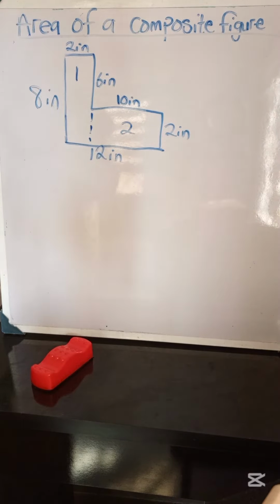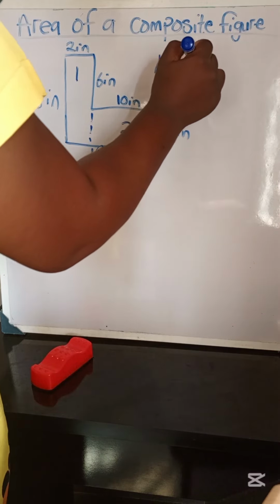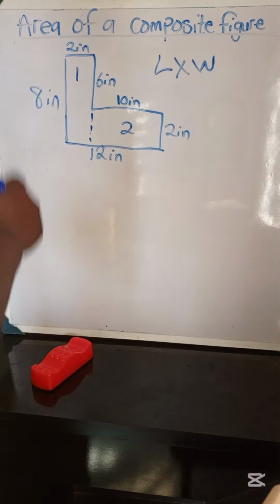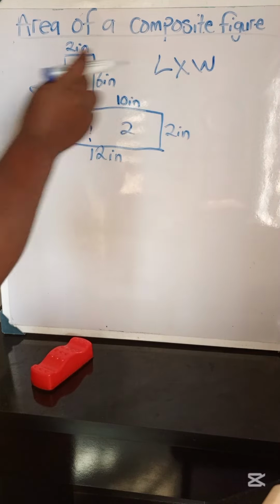So we have two rectangles and we know we find the area of a rectangle using the formula length times width. So which of the rectangles are we going to start with? We start with rectangle 1. Now remember, area of a rectangle goes with length times width.